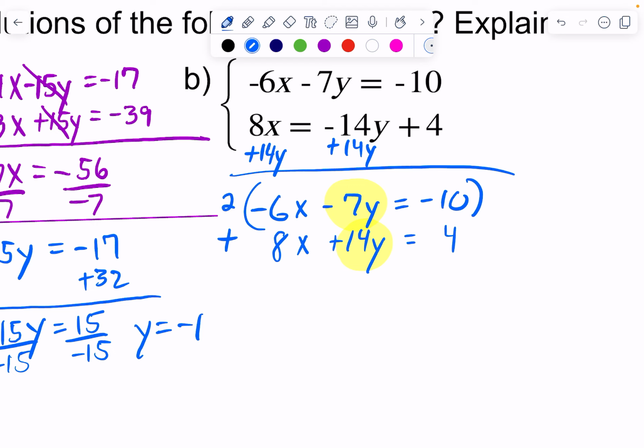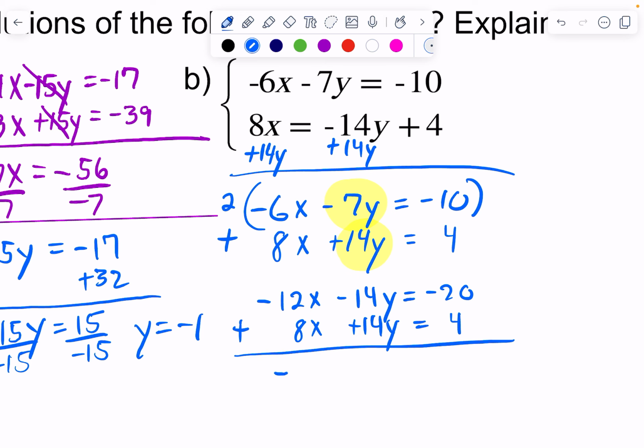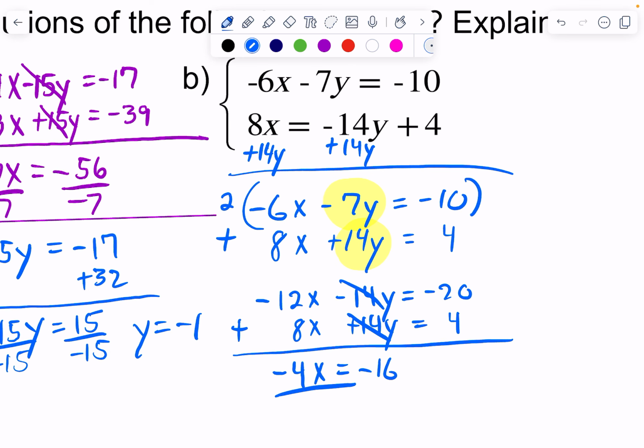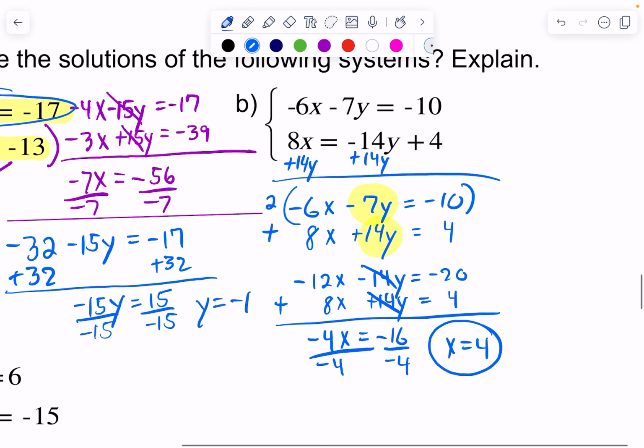So this is going to then give me negative 12x minus 14y equals negative 20, plus 8x plus 14y equals 4. Got then negative 4x equals, the y's cancel, negative 16. Divide by negative 4, x equals 4. Now that x equals 4, please remember that you must plug in that x into either of the original equations.